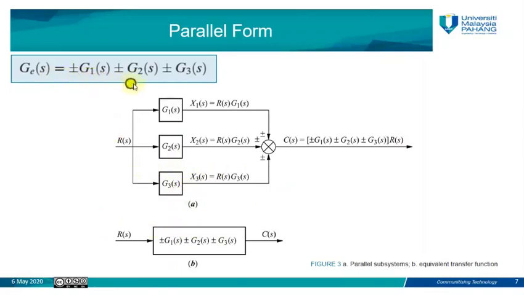In order to find the equivalent transfer function for this subsystem, J equivalent equals plus/minus J1 plus/minus J2 plus/minus J3. The sign of J1, J2, and J3 depends on what is the value here at the summing junction. If it's positive, it keeps positive. If it's negative, it becomes negative.